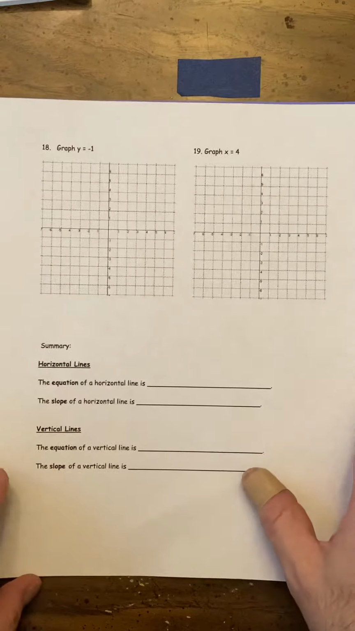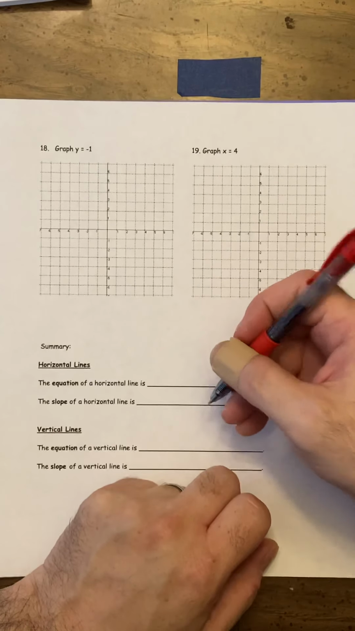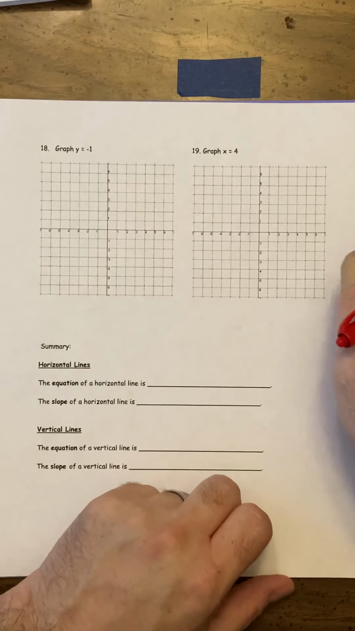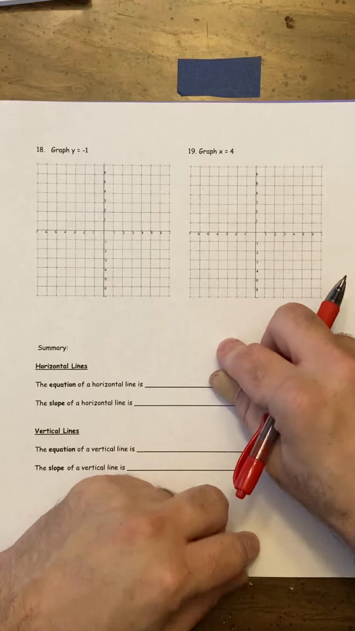Okay, so now I'd like you to try to graph these. Graph y equals negative 1. Think about what that might look like. Pause the video and try to graph it, and try to do the same thing for x equals 4. So please pause the video, try it, and then unpause the video after, and you can see what I've done.